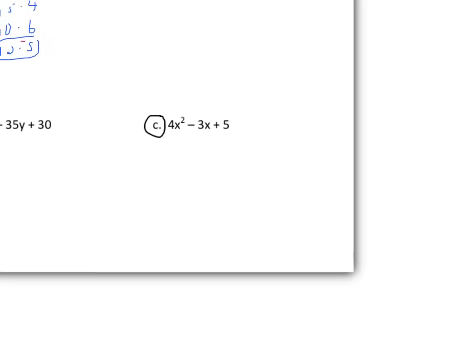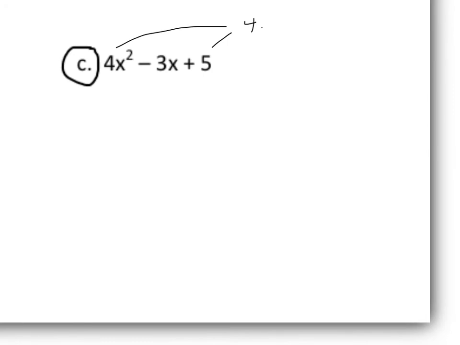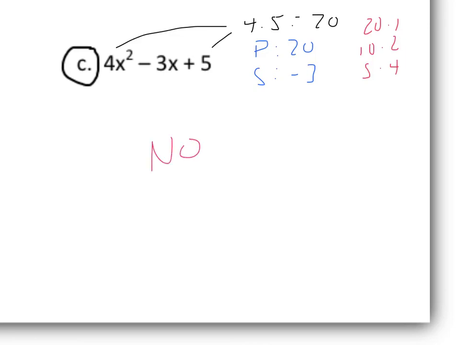So let's take a look at this one like we talked about. Okay, so we multiply. We get 4 times 5, which gives us 20. So we're looking for two numbers that have a product of 20 and a sum of negative 3. So if we go through this, we have 20 times 1, 10 times 2, and 5 times 4. Now, interestingly enough, they all multiply to 20, but none of them add up to negative 3. So this one is no solution. In other words, it can't be factored.